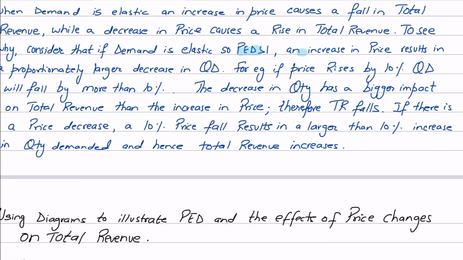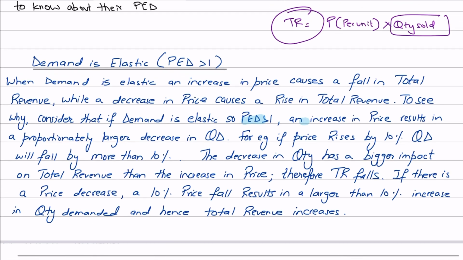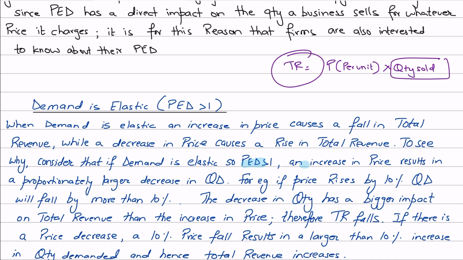And what I've then written is that if there is a price decrease, if the price goes down, it would result in a larger than proportionate increase in quantity demanded, which will bring your total revenues up, which will increase your total revenues.